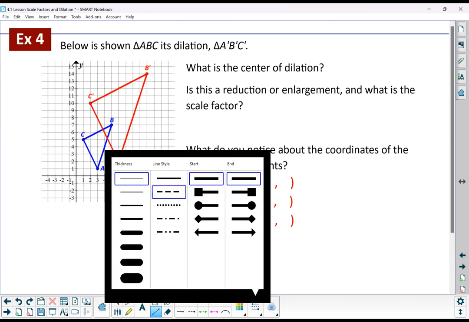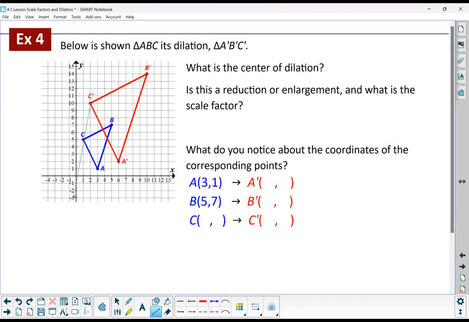So I'm going to connect point C to point C prime, point B to point B prime, and point A to A prime. When we connect those corresponding points, we see that the center of dilation is the origin, the point 0, 0, right here.